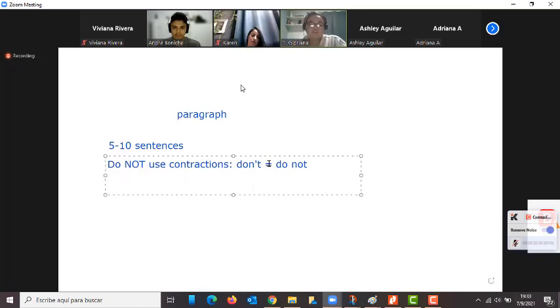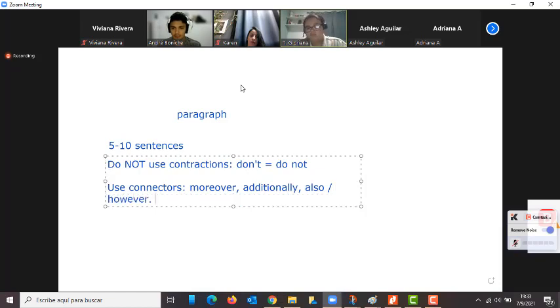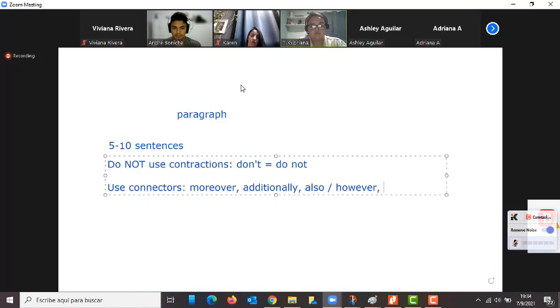Another thing for a paragraph, I need you to use connectors to connect your ideas. Moreover, additionally, also. Then to contrast, you can say however, and despite that. All of these are connectors.